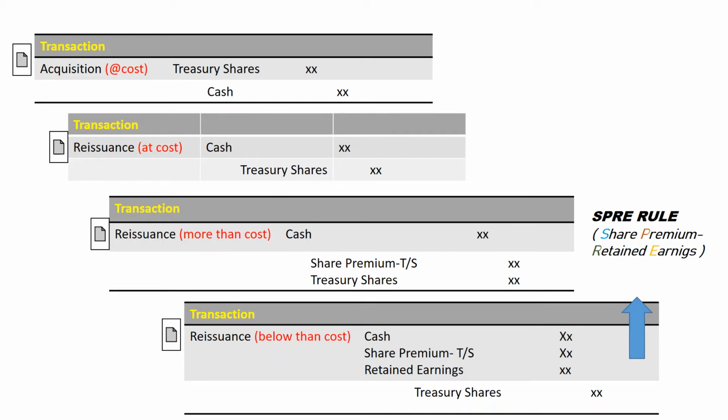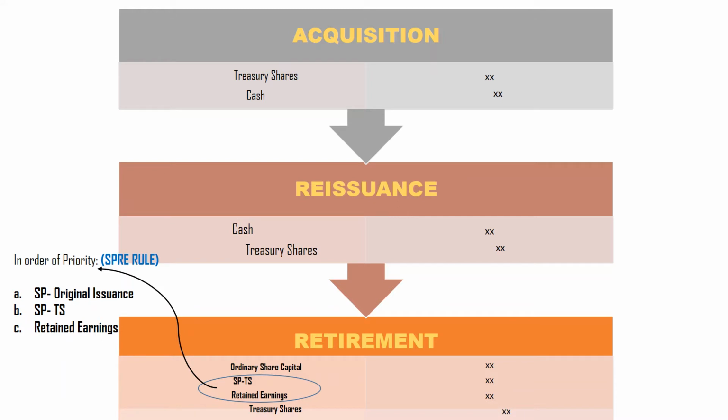Again, the transactions involved in accounting for treasury shares are acquisition, reissuance, and retirement. The journal entry to record the acquisition of treasury shares: we debit treasury shares, credit cash. For reissuance of treasury shares, we debit cash, we credit treasury shares. In the event that the retirement of the treasury shares results in a loss, meaning the cost of the treasury shares exceeds the par value, we use the SPRE rule.